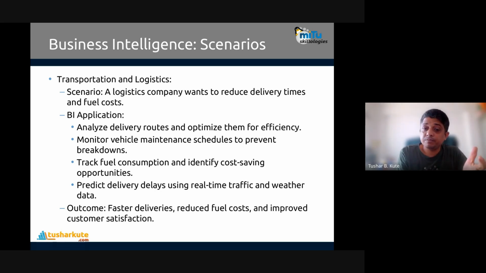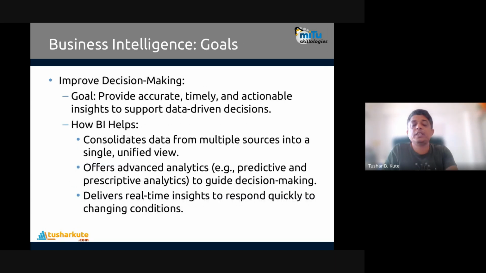Faster delivery, reducing fuel cost, and improving customer satisfaction, because we are getting the product on time. That's transportation and logistics. These are different areas and scenarios where BI tools are applicable.